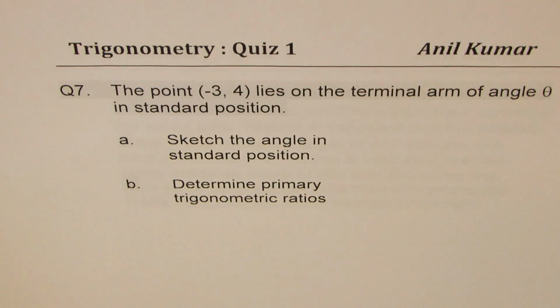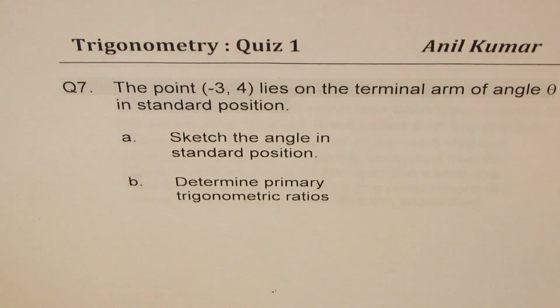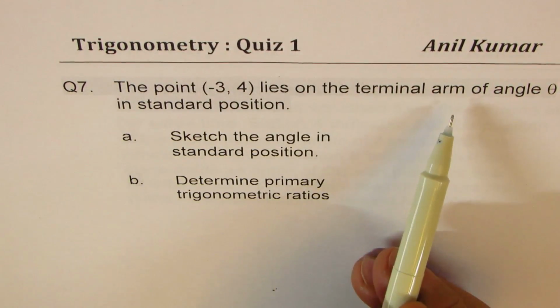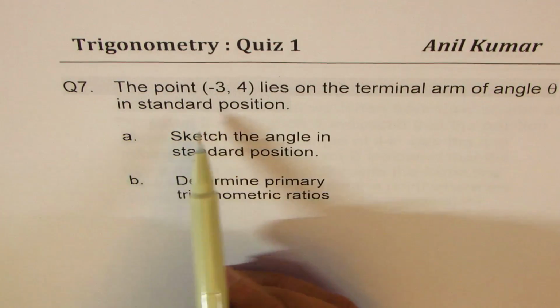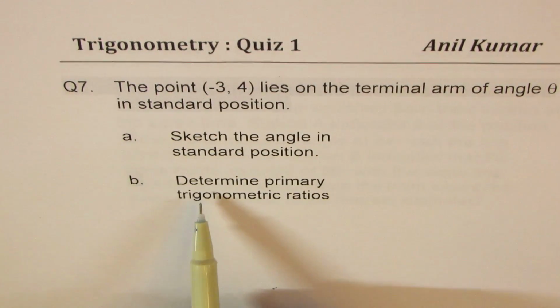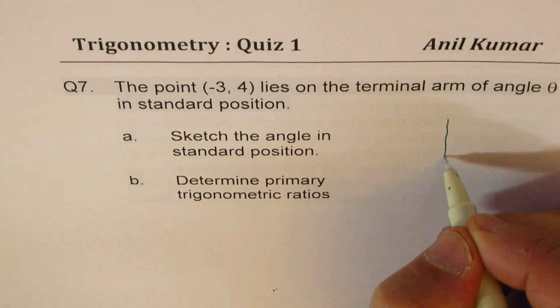Question number 7. Question number 7 is: the point (-3, 4) lies on the terminal arm of angle theta in standard position. Sketch the angle in standard position. Determine primary trigonometric ratios. So let us first sketch it.